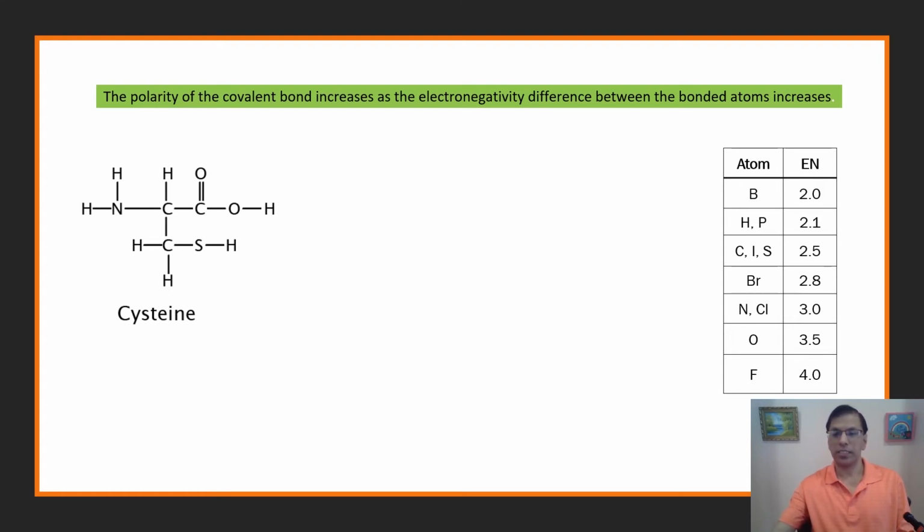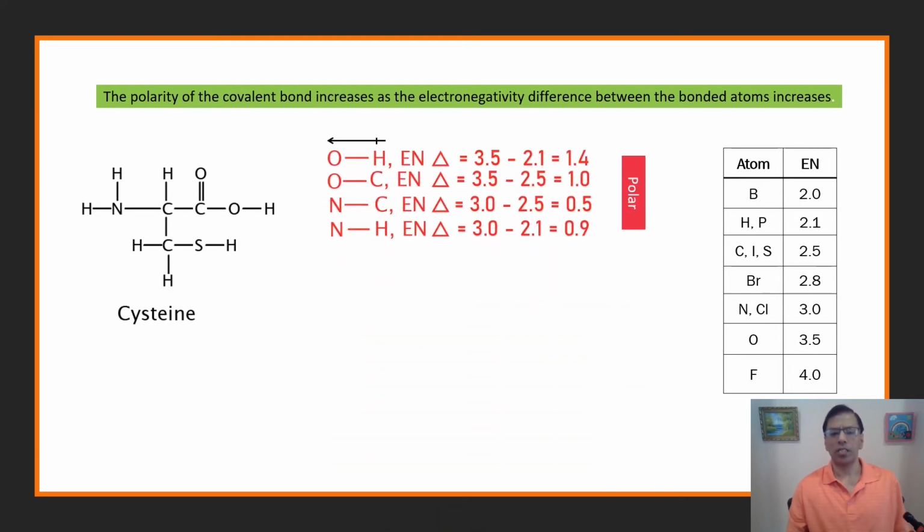So you can see that hydrogen has electronegativity of 2.1, carbon and sulfur have electronegativity of 2.5, oxygen electronegativity is 3.5, and fluorine electronegativity is 4.0. Based on this table, let's create the list of all polar covalent bonds. So this is the list of the polar covalent bonds.